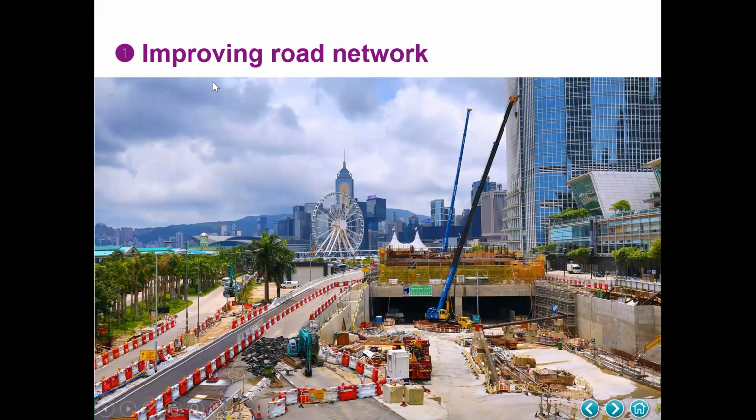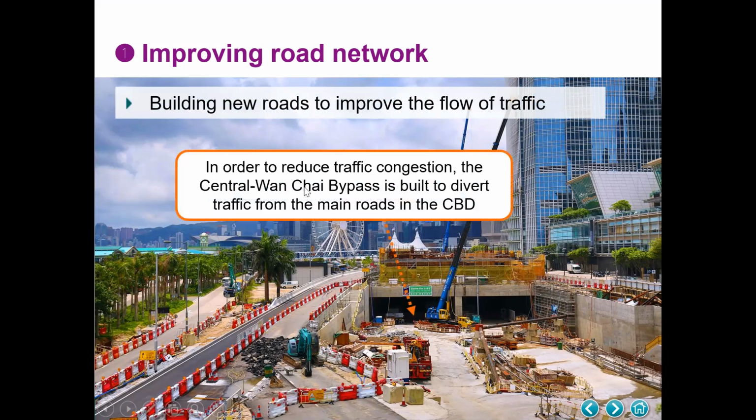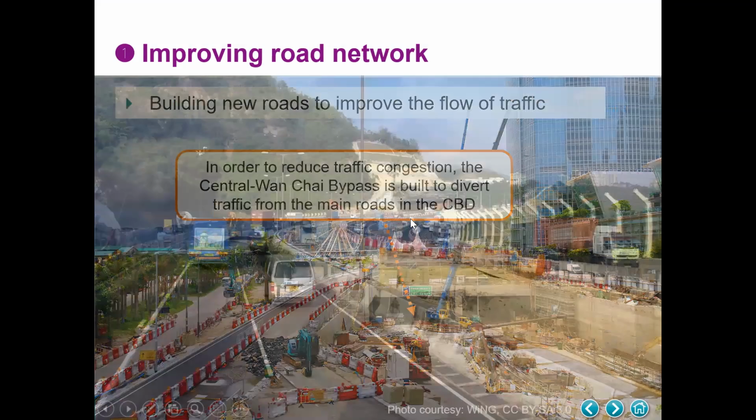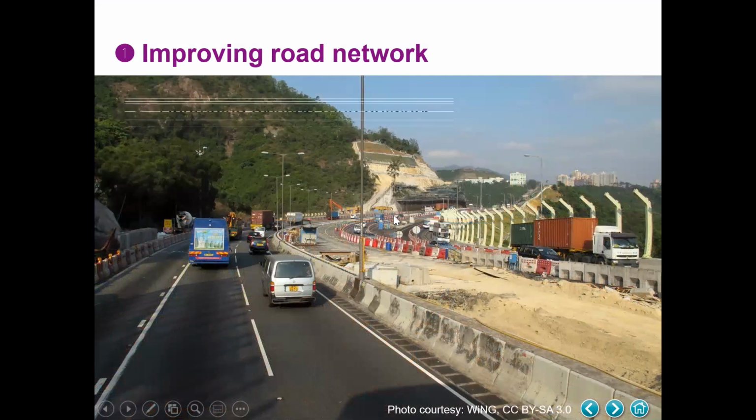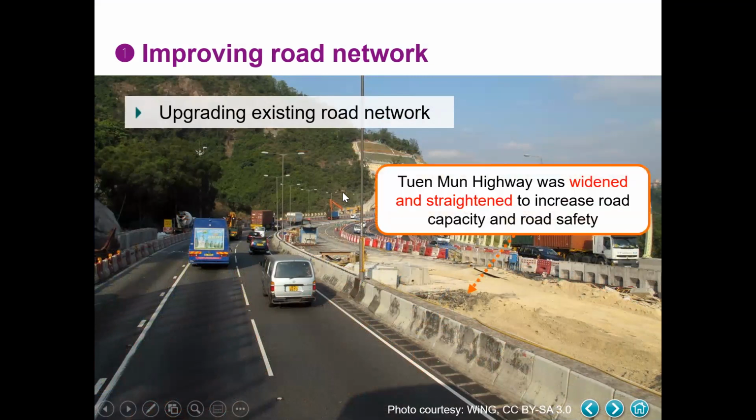And the first way is to improve the road network. The government built new roads to improve the flow of traffic. Now, in order to reduce traffic congestion, the Central-Wan Chai Bypass is built to divert traffic from the main roads in the CBD. Also, the government upgraded the existing road network. Tuen Mun Highway was widened and straightened to increase road capacity and road safety.